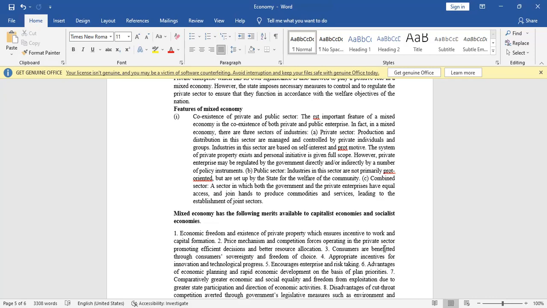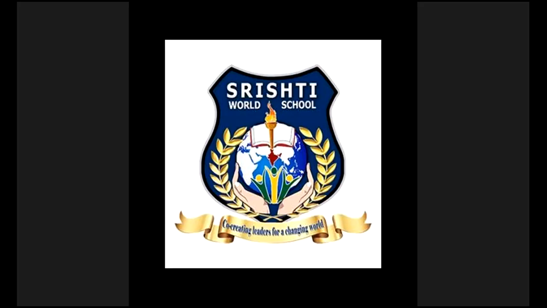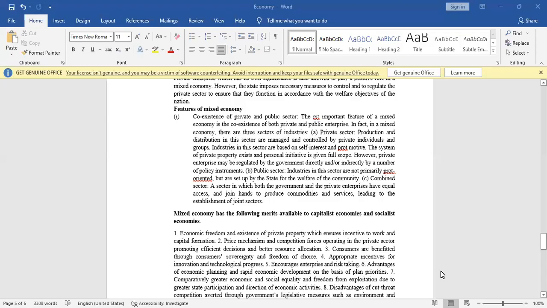Price mechanism and competition both will be there. Price mechanism means, as I already told you in the capitalistic economy, there is a market. These forces play a very important, predominant role in a capitalistic economy. Same in a mixed economy also, as I told you, this price mechanism prevails in a mixed economy also, hasn't it? And the government will allocate the resources to the various sectors in an efficient way, hasn't it?